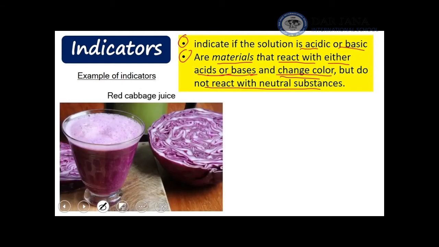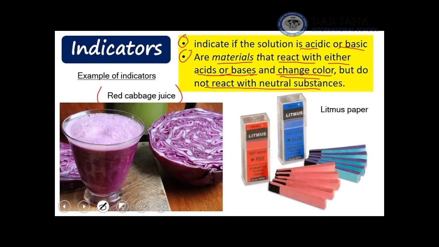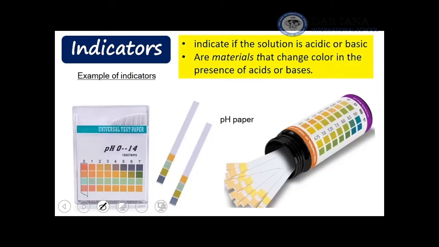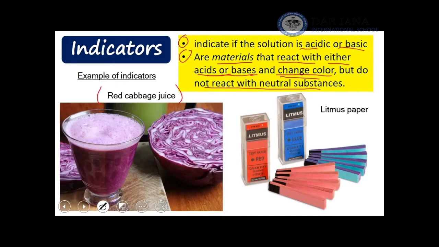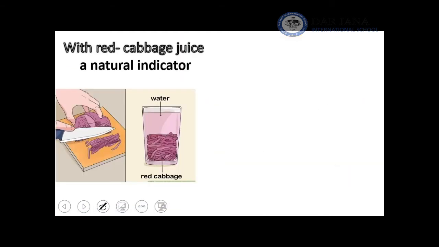So like red cabbage juice changes color if you mix it with an acid or a base. And we have the litmus paper. These are the most important indicators. And we have also the pH paper. So this is the third indicator for today. So red cabbage juice, litmus paper, and pH paper. Of course, there are two types of litmus paper, the red ones and the blue ones. We're gonna see what's the importance of each one.